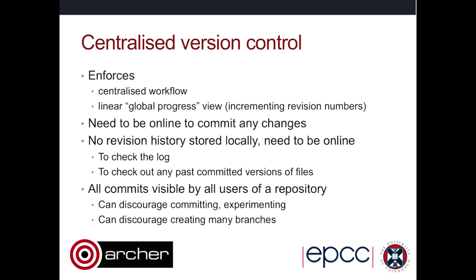So what are some of the key features of centralized version control? Well, there's a centralized workflow. This workflow is, to some extent, enforced. The way that revisions are tracked in the repository, at least for a given branch, is that there's a global view of linear progress, of incremental revision numbers. You can create branches, of course. Commits within these branches will, however, also continue this incremental revision number. So there's a global view.